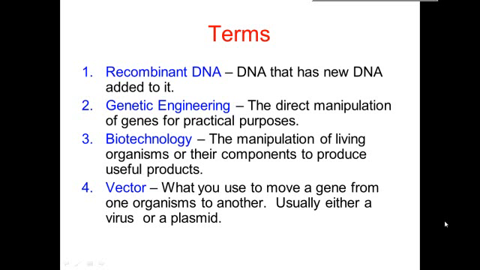We have all sorts of things that we have genetically engineered. We'll get into those. Biotechnology is the manipulation of living organisms or their components to produce useful products. For example, we have bacteria that produce human insulin for us, and then diabetics can have insulin. Another term is a vector. A vector is what you use to move one gene from one organism to another organism, and the two usual vectors are viruses or plasmids.